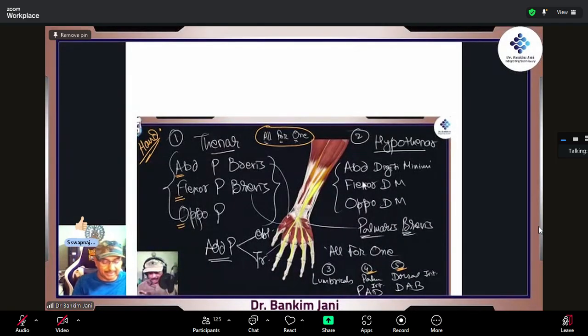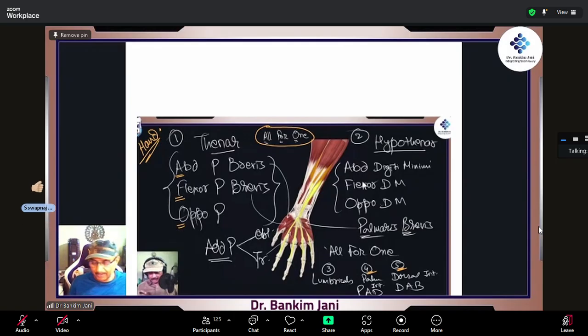So we have abductor pollicis brevis. They will all be brevis, there cannot be longus because now these are thinner. These are the muscles of the hand. They start here and end here. So that's why abductor pollicis brevis, flexor pollicis brevis, and opponens pollicis. There is nothing else beyond that, so opponens pollicis, right?